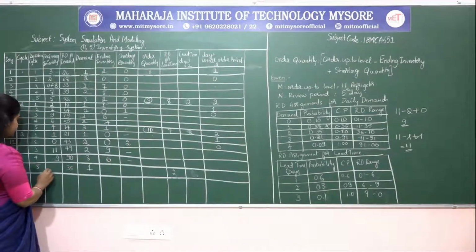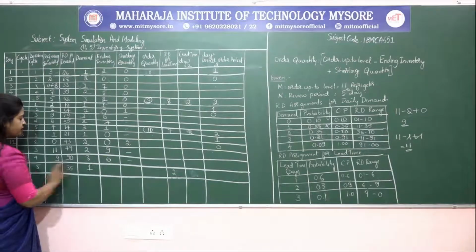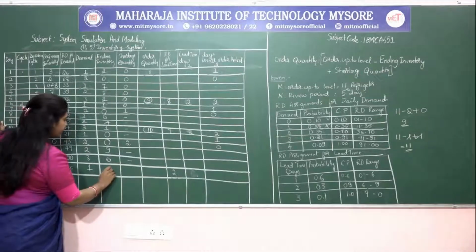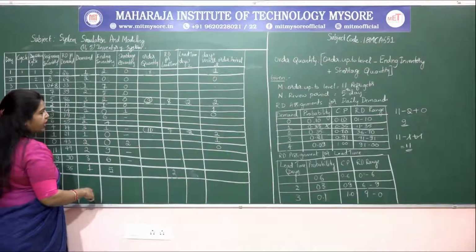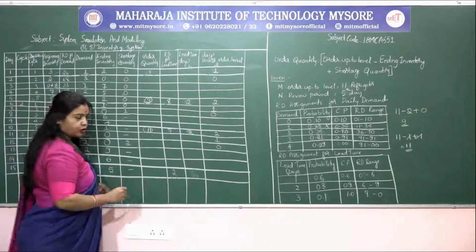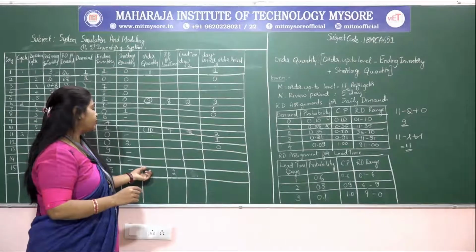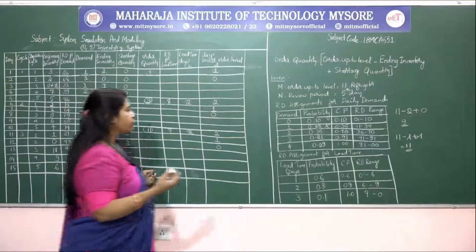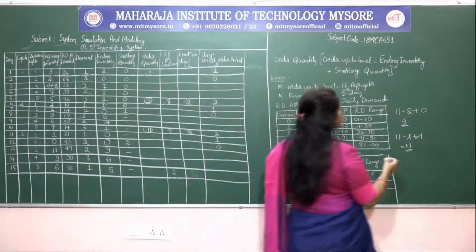And on the next day, that is the third cycle, 5th day, we have 6 refrigerators in hand. On that day we have only one demand, therefore ending inventory is 5. Is there any shortage? No shortage. Therefore, what is the order quantity? How many refrigerators do we need to order?